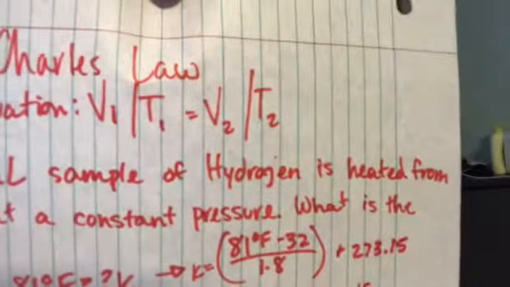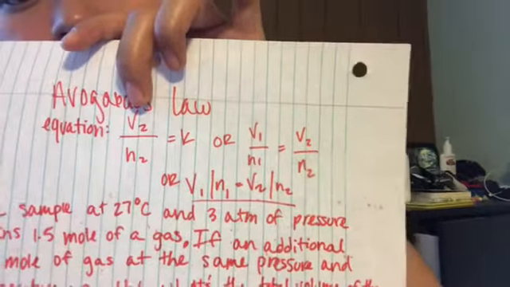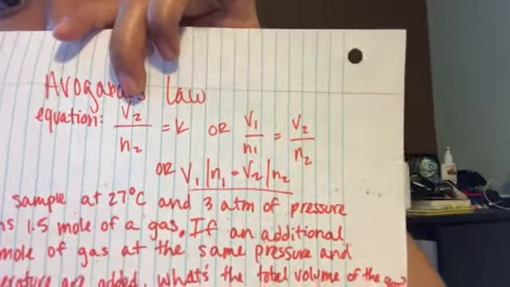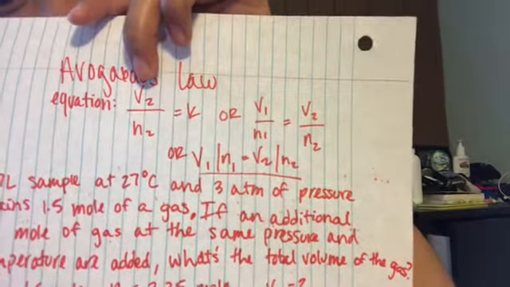Next we have Avogadro's law, which states that equal volumes of gases at the same temperature and pressure contain equal numbers of molecules. So it can be written in different ways. Right here I have 3 different ways it can be written. V over N equals K, or V1 over N1 equals V2 over N2, or V1 divided by N1 equals V2 divided by N2.